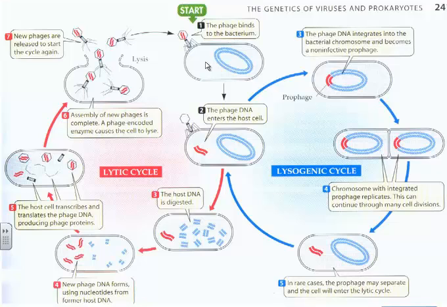Just remember that the lytic cycle always results in the death of the host cell. The lysogenic cycle is when the virus DNA becomes part of the host cell's DNA, and then the host cell just goes on doing its cellular activities. Then one day they break out, and then it enters back into the lytic cycle. So you can have the lytic cycle by itself, or you can have the lysogenic cycle entering back into the lytic cycle.